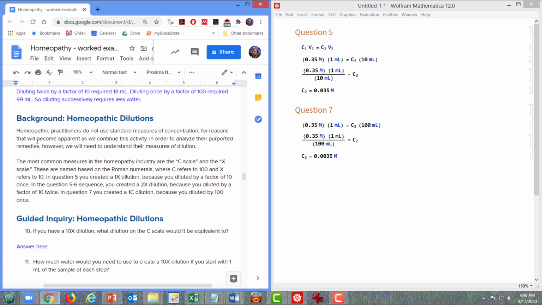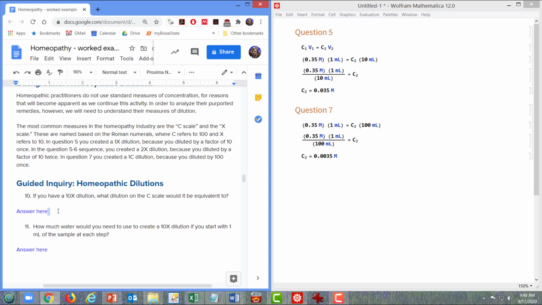Okay, moving on. Background, homeopathic dilutions. This is the introduction of the C scale and the X scale. The C refers to 100, the X refers to 10. In question 5, you created a 1x dilution, so you diluted by a factor of 10. In question 6, you created a 2x dilution because you took a milliliter of that and diluted that by a factor of 10, so you diluted by a factor of 10 twice. In question 7, you created a 1C dilution because you diluted by 100 once.